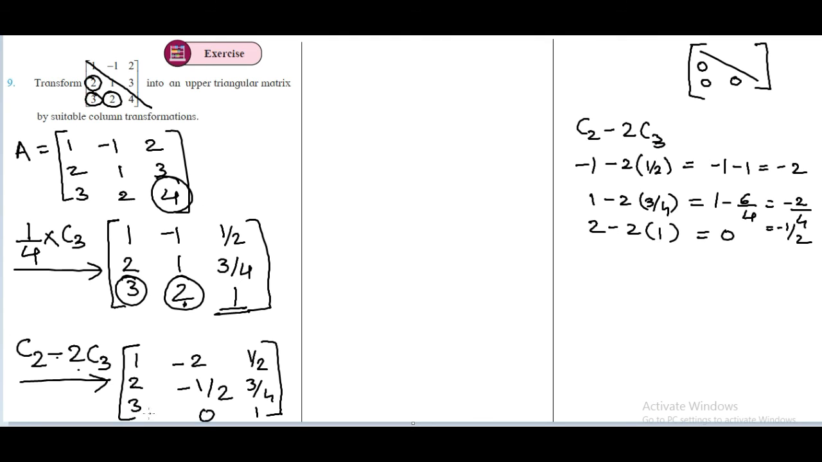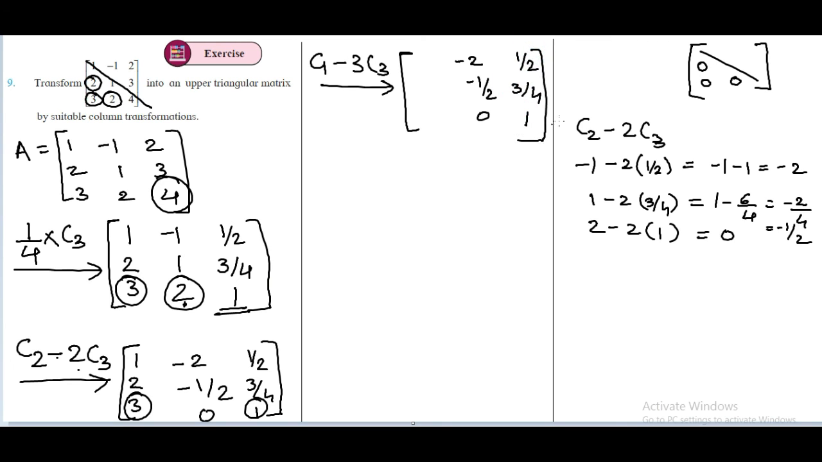Now these 3, I'll make 0 over here with the help of again this 1. So that operation will be C1 minus 3C3. Now there is no change in the second column and the third column, so I'll write them as it is. Minus 2, minus 1 by 2, 0, 1 by 2, 3 by 4 and 1 over here. Now I'll write down the operation. What operation do we have here? That is C1 minus 3C3.